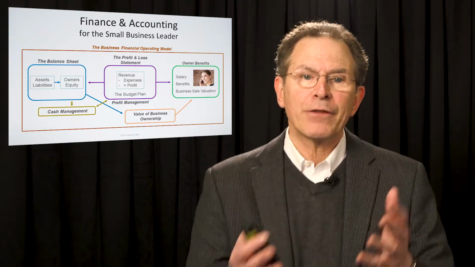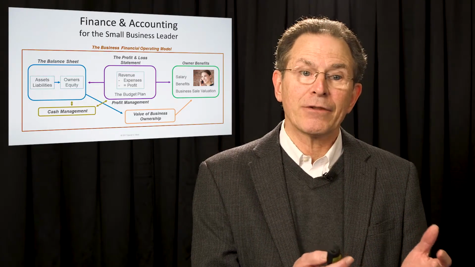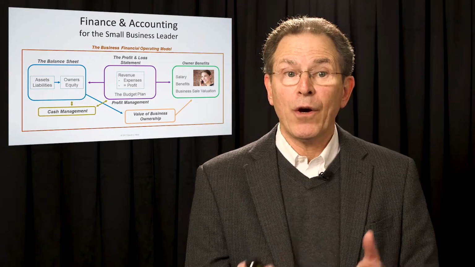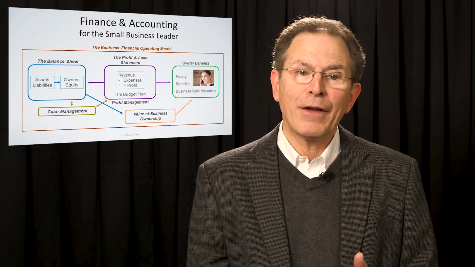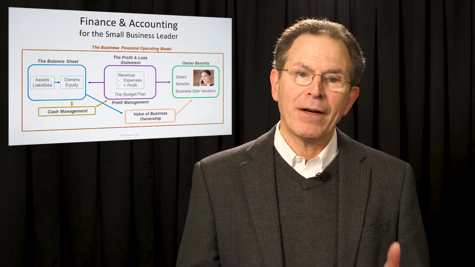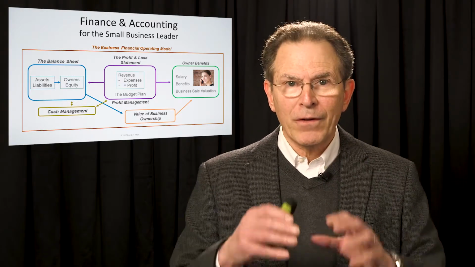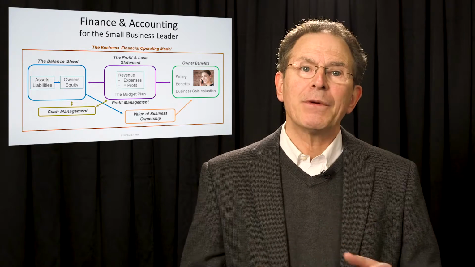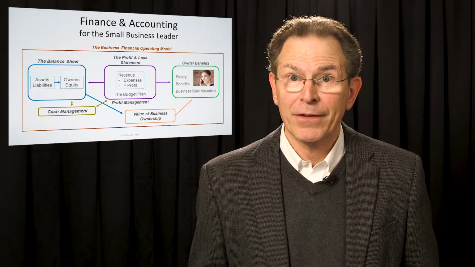It also interacts with the balance sheet. The balance sheet tells us what we have and what we owe. And then we have our cash management tool, which interacts with both the balance sheet and the profit and loss. So all these pieces work together to explain the running of a business.